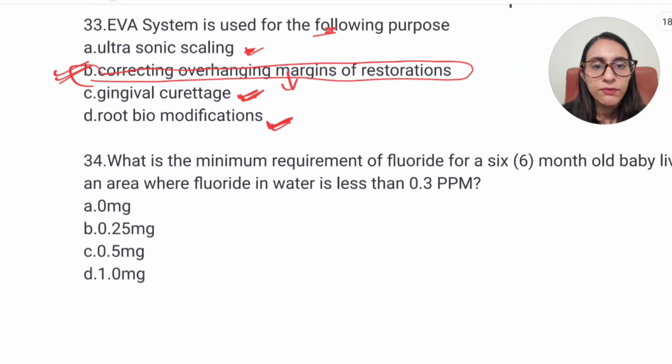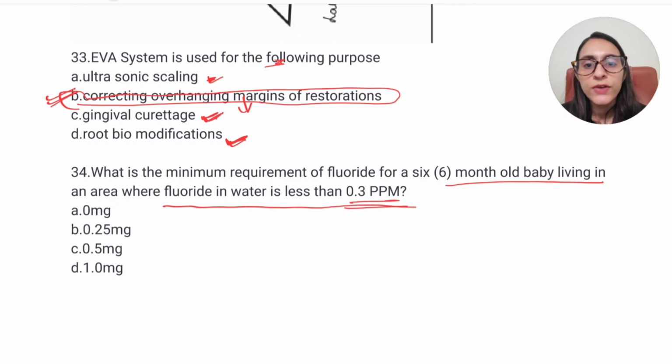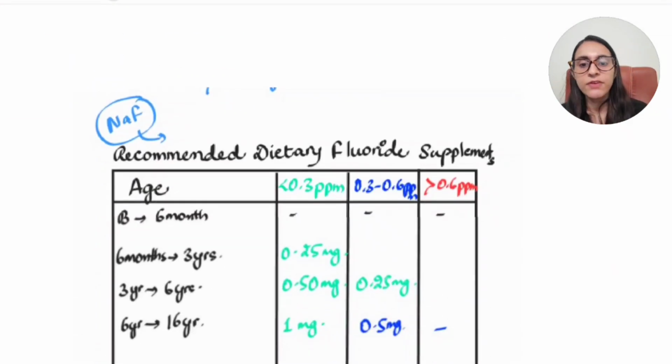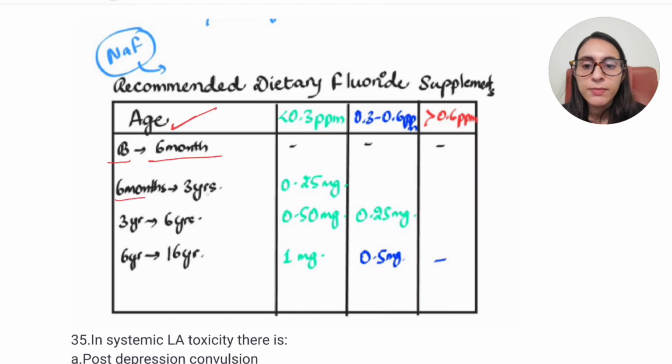What is the minimum requirement of fluoride for a 6-year-old baby living in an area where the fluoride in the water is less than 0.3 ppm? So we have a table from our crash course notes. From the crash course lecture, we have already discussed this table. This is when the age of the child is between birth to 6 months, 6 months to 3 years, 3 years to 6 years, 6 years to 16 years. This is the fluoride that is in the particular area.